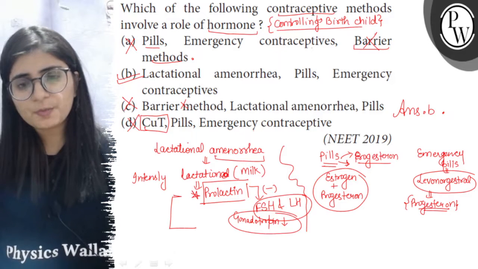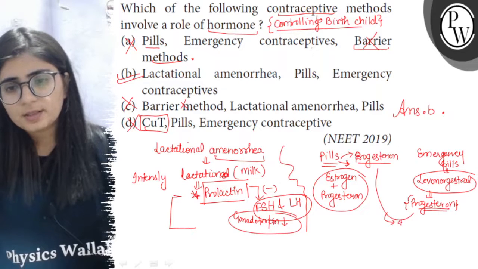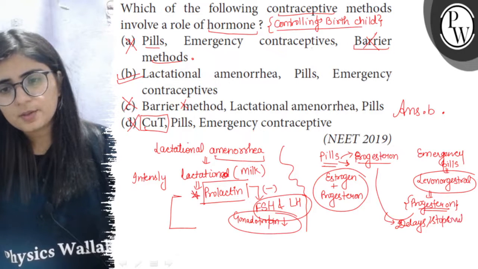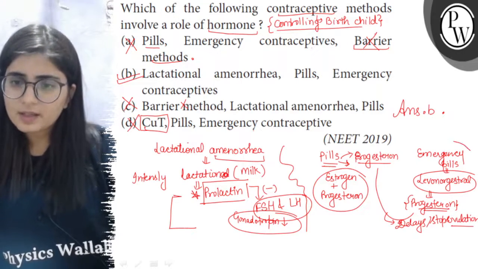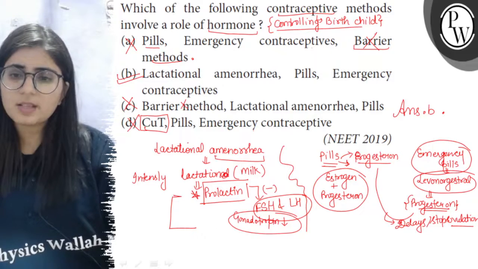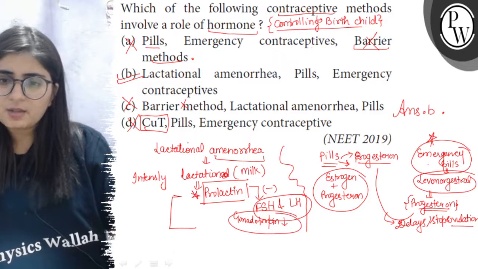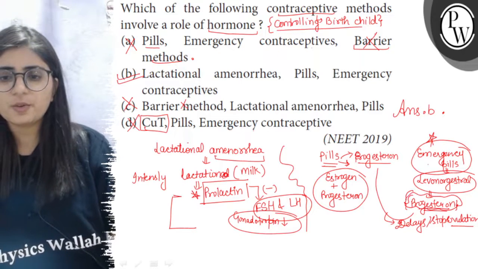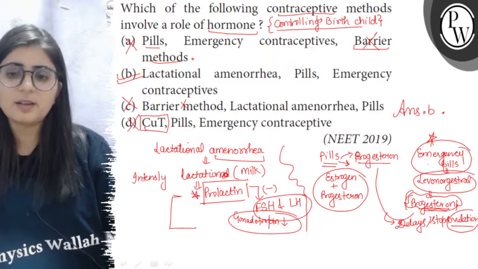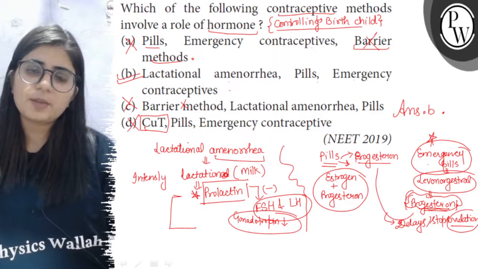Both these types of pills, the normal pills and the emergency pills, have progesterone, and progesterone delays or stops ovulation. If there is unprotected sexual intercourse, there can be chances of fertilization. In those cases, within 72 hours of sexual intercourse, the emergency pills are taken which have the synthetic version of hormone progesterone, and the high level of progesterone stops or delays the ovulation, so chances of pregnancy are not there. So all these methods, lactational amenorrhea, pills and emergency contraceptives, are based on the hormones.